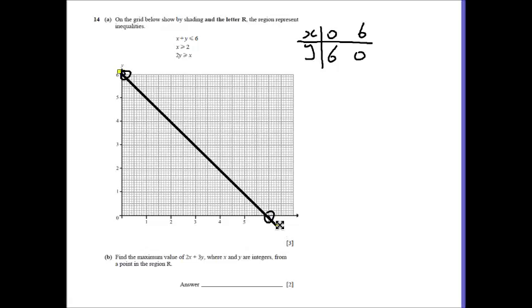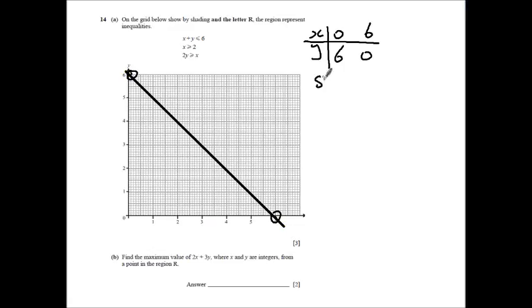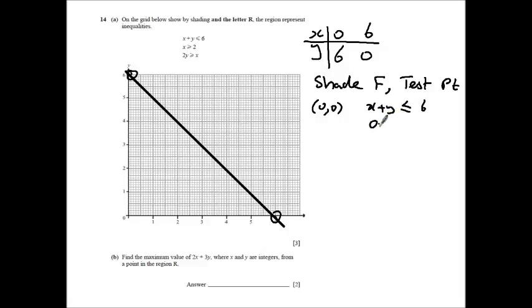Now, as I said, we have to shade the false side of the line, so we have to test a point to decide which side is false. Generally, I will use 0, 0 unless it's on the line. So here, if I substitute that in, 0 plus 0 is less than or equal to 6. Well, that's definitely true. If I plot the point 0, 0, that's on the true side, therefore the other side of the line is false.